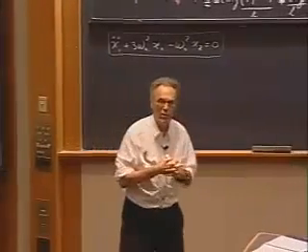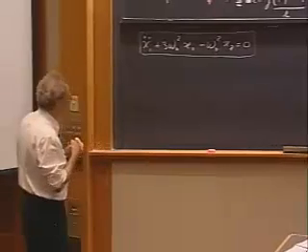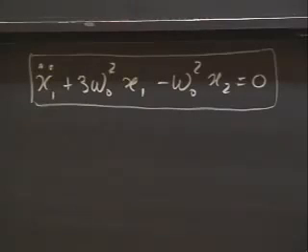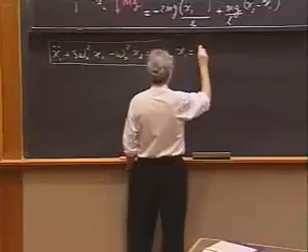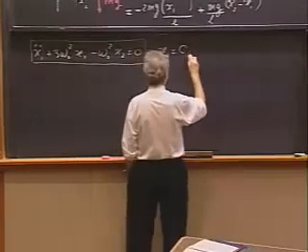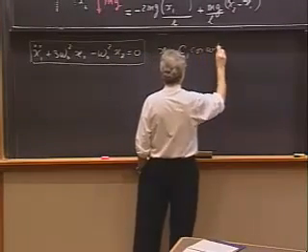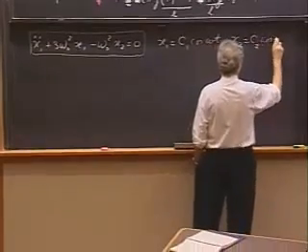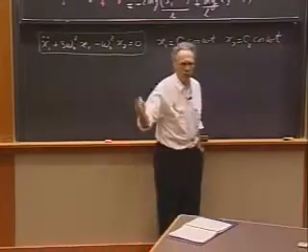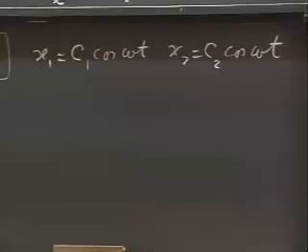Of course, the 3 is well known in a system like this, that you get to 3. I have an x1 double dot plus 3 omega 0 squared x1. I think we are in good shape. And so now, we're going to put in our trial solutions. x1 is c1 times cosine omega t, and x2 is c2 times cosine omega t. And we're going to search for the frequencies. So this omega, we have to solve for this omega. This is not a given.